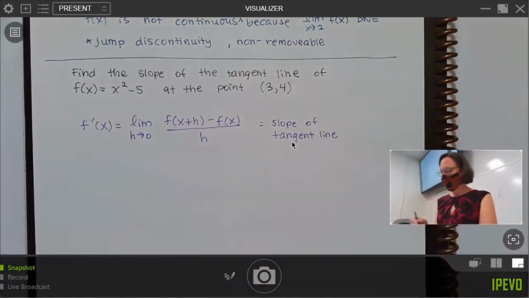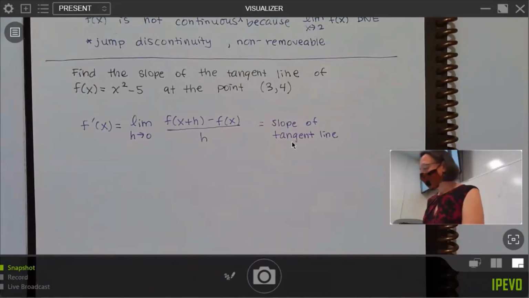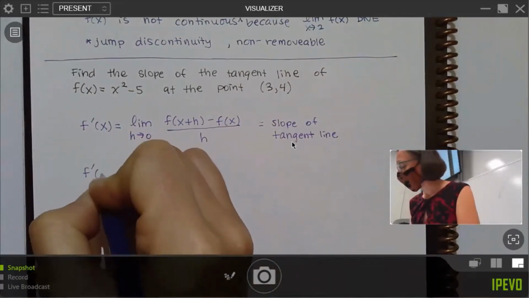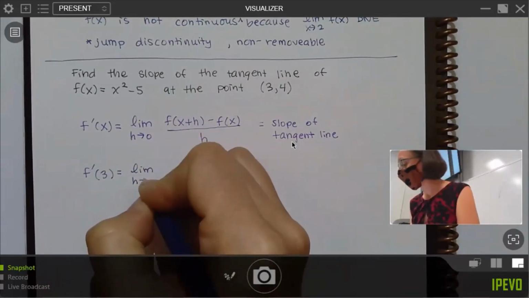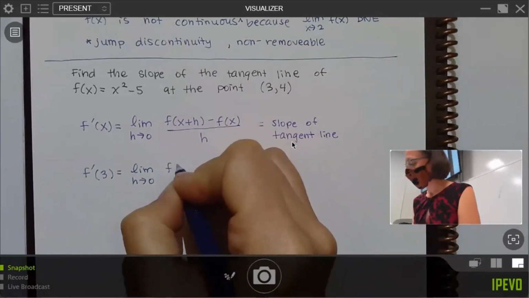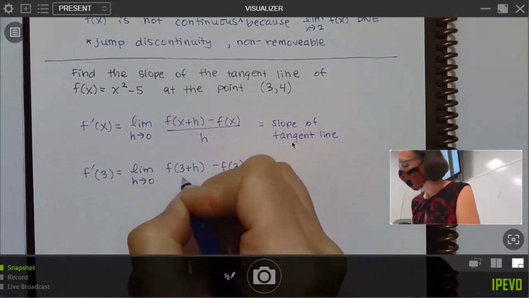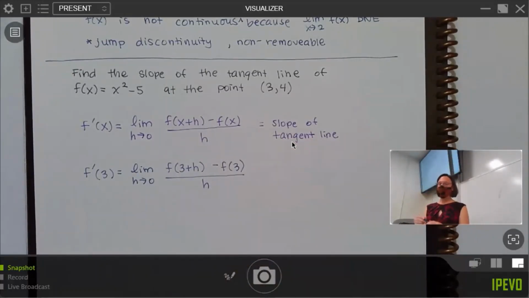If you're given a problem on the test where you have a particular point, you might as well use it. It generally makes the algebra easier. And because we've been given a point, I'm going to say that our slope of the tangent line when x equals 3 is going to look like the limit as h approaches 0 of f of 3 plus h minus f of 3 all over h. And by plugging in the 3 from the beginning, the algebra gets easier.